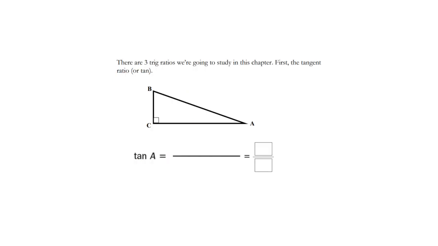So why do we need to know about labeling the sides like we just did? Well, we are going to be talking about three trig ratios in this chapter, and they are called sine, cosine, and tangent. This lesson is obviously focusing on the tangent ratio, as the heading of the lesson said. And so the tangent ratio is a comparison of two numbers from this right triangle.